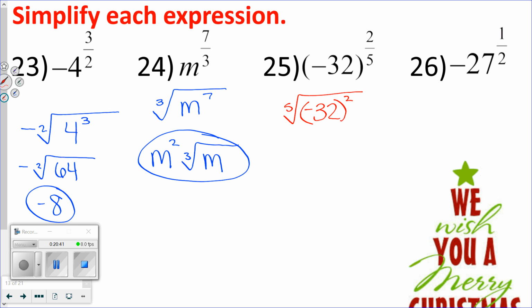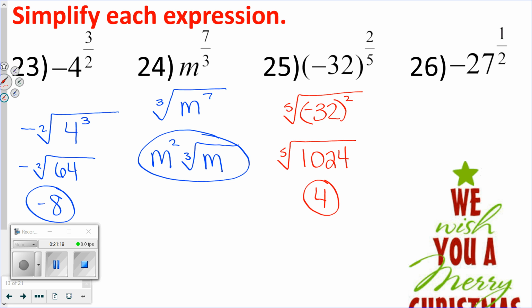Notice I still put that negative 32 in parentheses. Why? Yeah, the negative goes with it. So when I square it, what's going to happen to it? It's going to cancel that negative out. What's 32 squared? I really don't know. You have to tell me. 1024? Thank you. Is the 5th root of that perfect? It's not negative anymore. What is it? 4? Well, that's always nice when they're perfect. I don't have to make a giant factor tree.